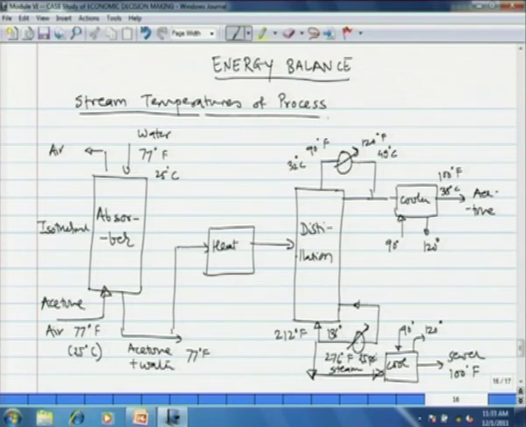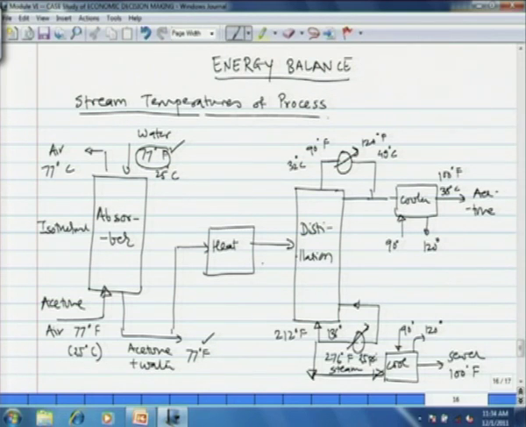Therefore, we can reasonably assume that the temperature across the absorber is the same as that of water that is entering the process, which is 77 degrees Fahrenheit or 25 degrees centigrade. Air exits also at the same temperature, and the acetone water mixture also exits at the same temperature, 77 degrees Fahrenheit. Now, this acetone water mixture is then fed to a distillation column, and previously it is heated.